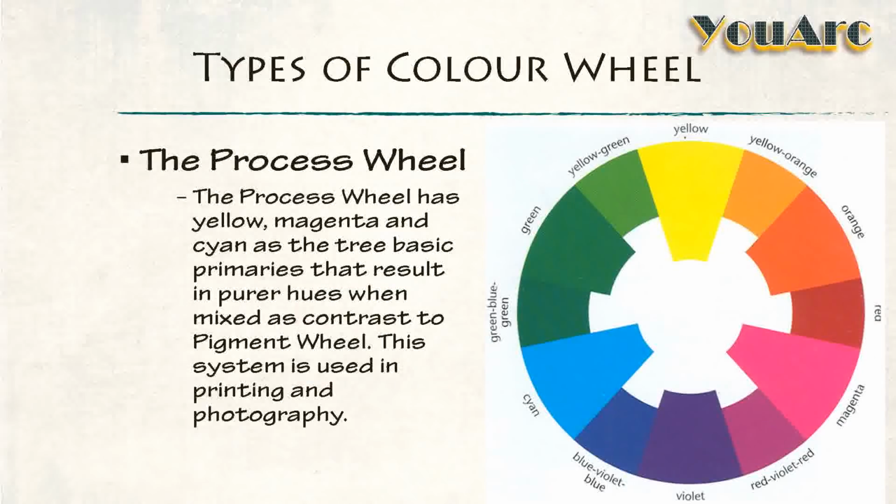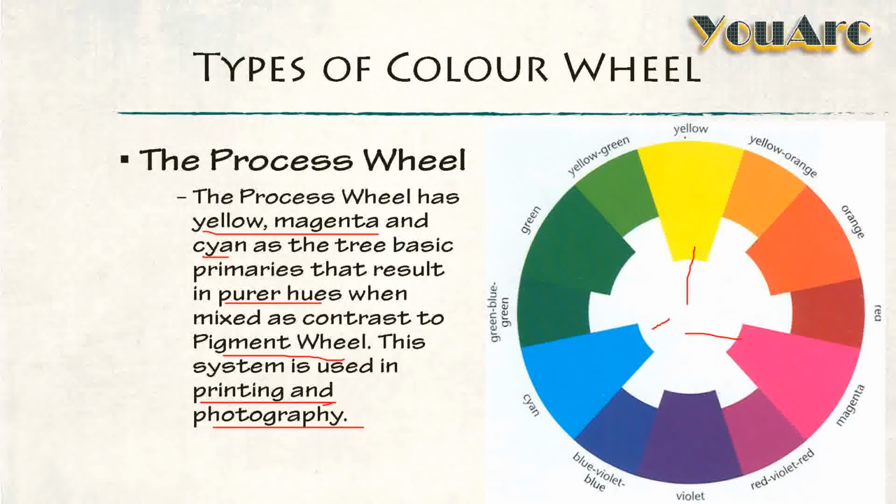So our next color wheel is the process wheel. The process wheel has yellow, magenta and cyan as three base primaries that result in purer hues when they mix, as opposed to the pigment wheel. This system is used in printing and photography as well. So it is another type of wheel which uses yellow, cyan and magenta as the primaries. This is also used in printing and photography processes.